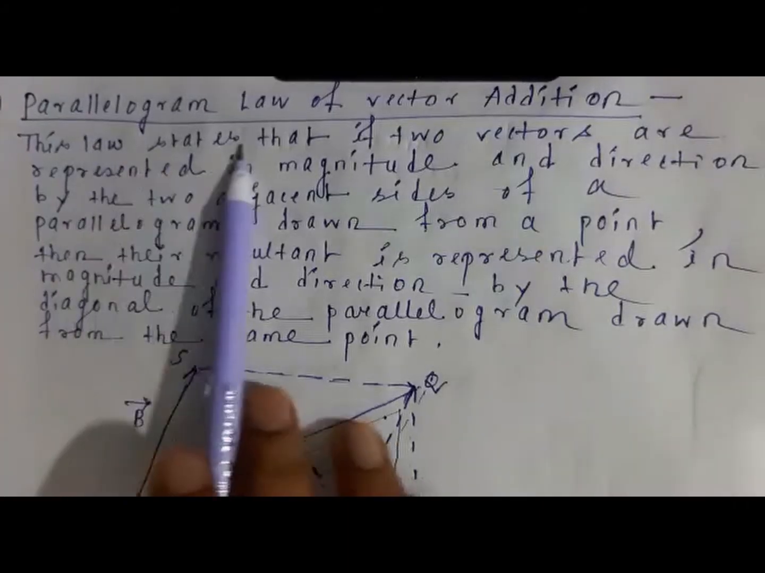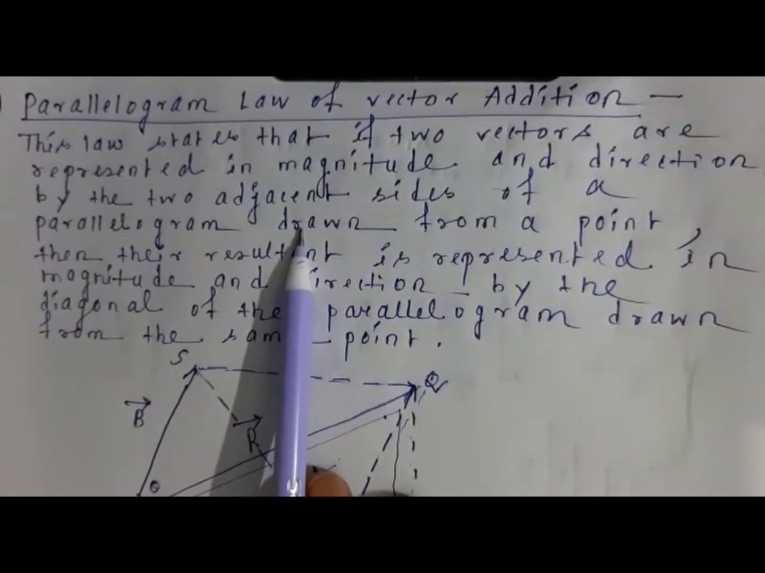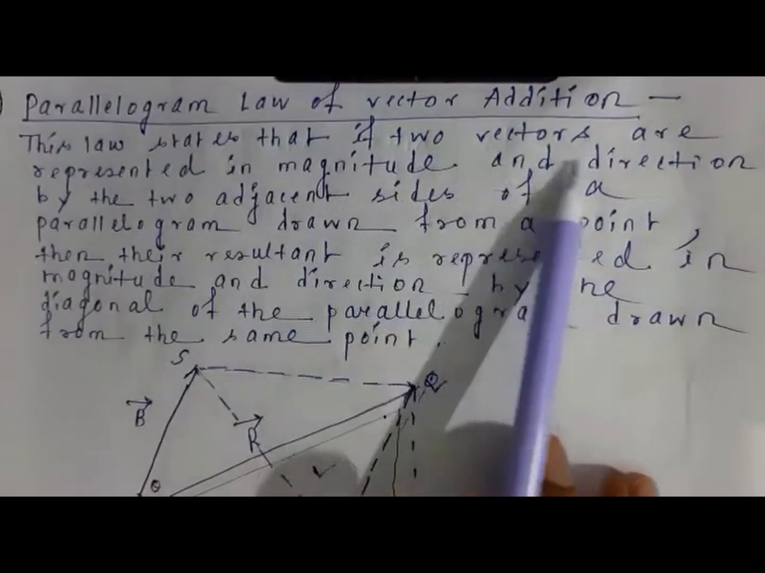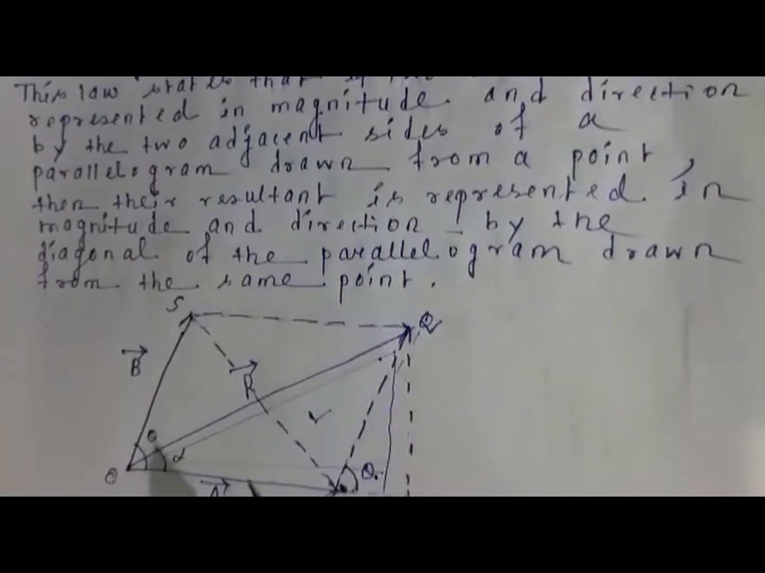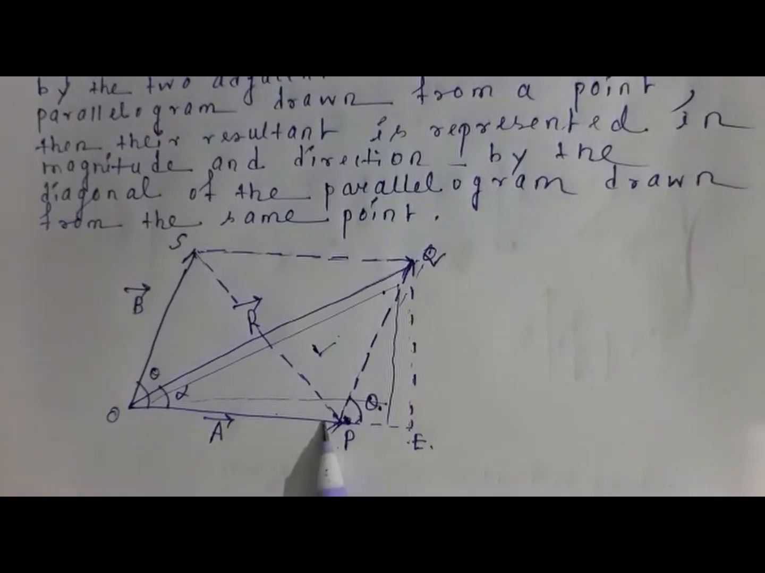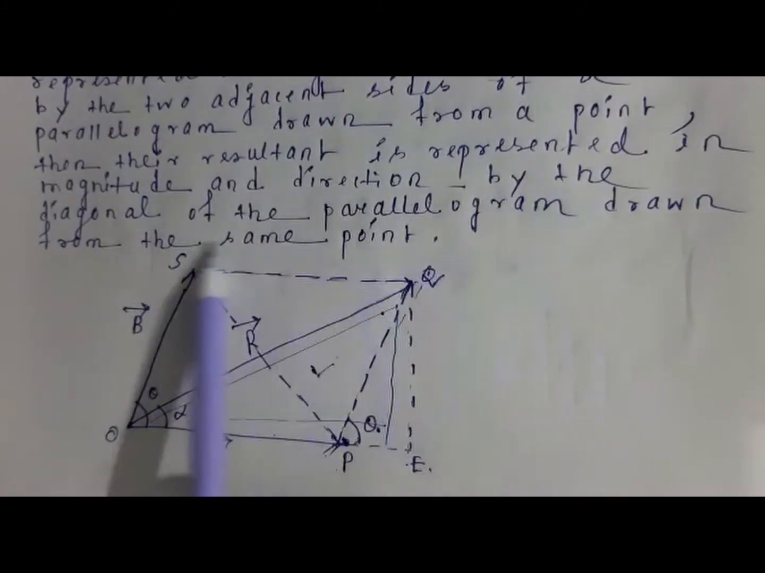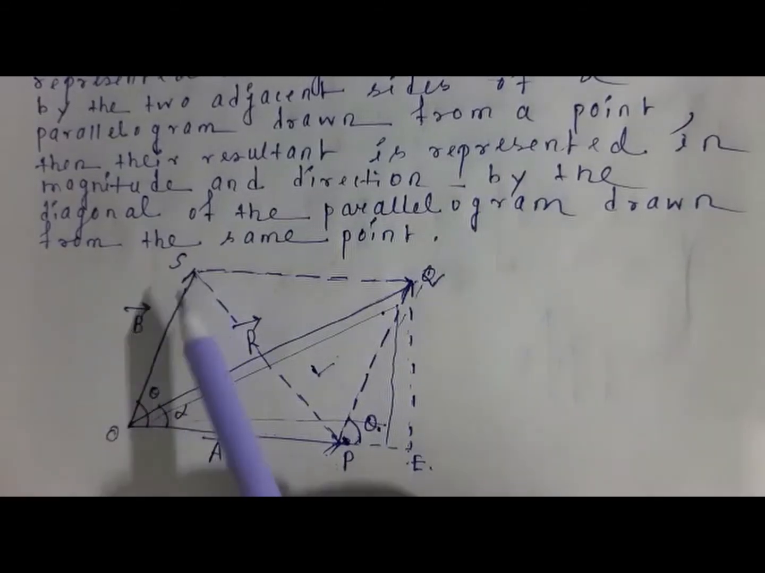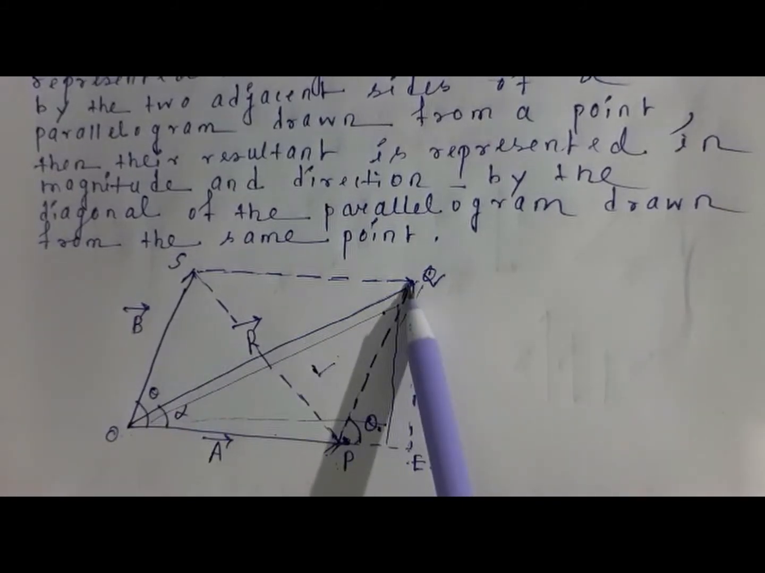The next law is the parallelogram law of vector addition. The law states that if two vectors are represented in magnitude and direction by the two adjacent sides of a parallelogram, then their resultant is represented in magnitude and direction by the diagonal of the parallelogram. The resultant of this A vector and this B vector is the R vector, which is the diagonal.